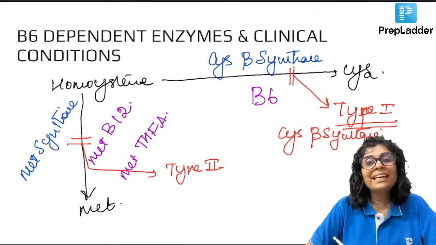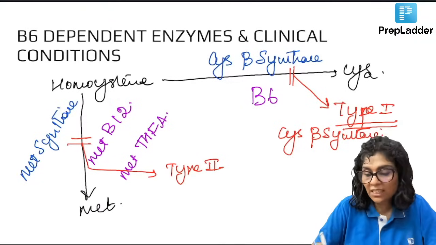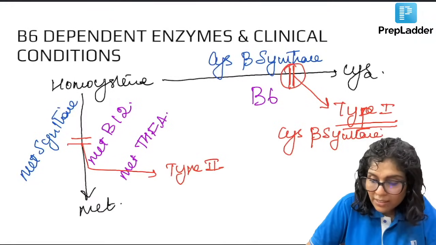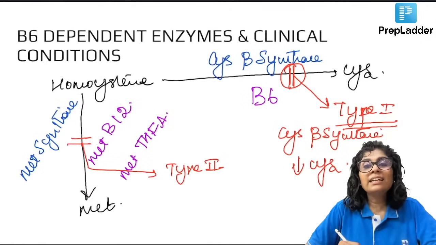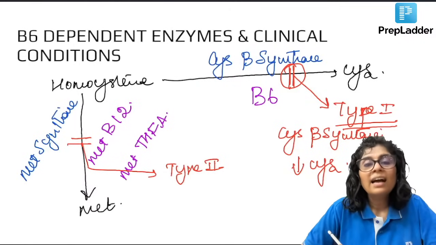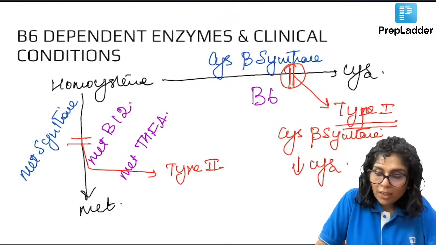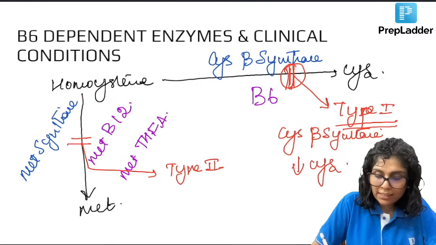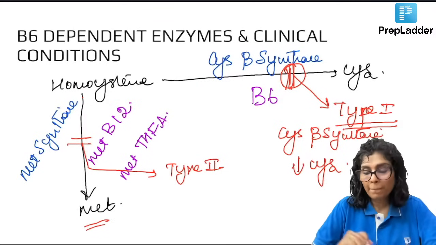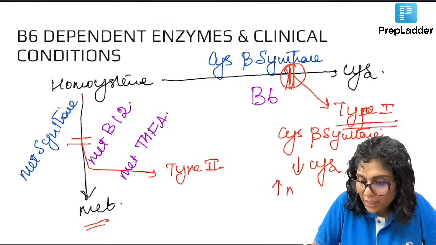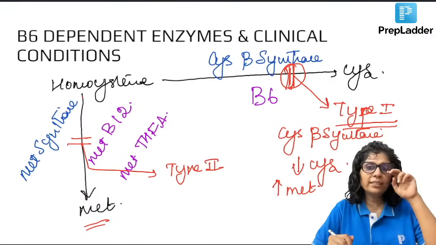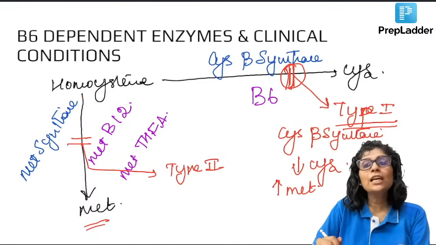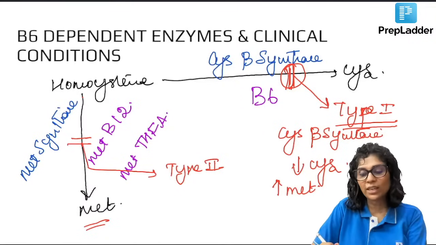In this case, can you tell me what will happen to cysteine levels? When the block is here, cysteine will not be synthesized. Cysteine level will be low. And in contrast, the accumulated homocysteine gets converted to methionine. So in type 1, you see low cysteine and high methionine. Do you all understand this? In type 1, you see low cysteine and high methionine.